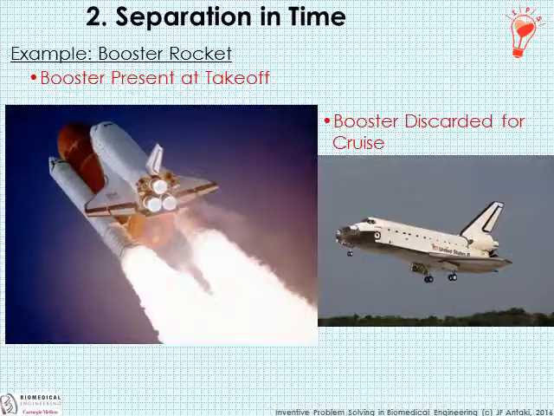Here's another simple example of the booster rocket. It's necessary and present at takeoff in order to provide the required enormous amount of fuel and thrust to escape the Earth's gravitational pull. But once the fuel is consumed, now it represents an unnecessary amount of bulk and weight. So it's made sectional so that the shuttle can be separated from the booster and it can be discarded for cruise.